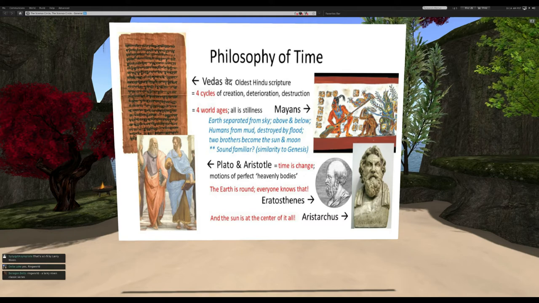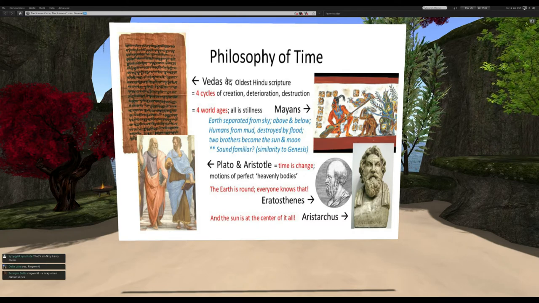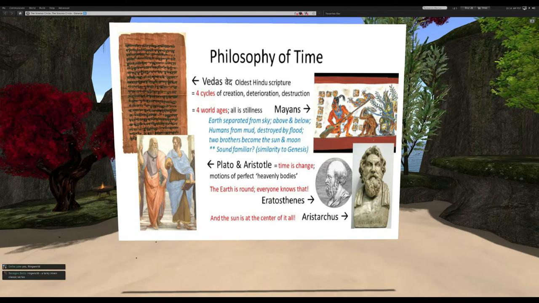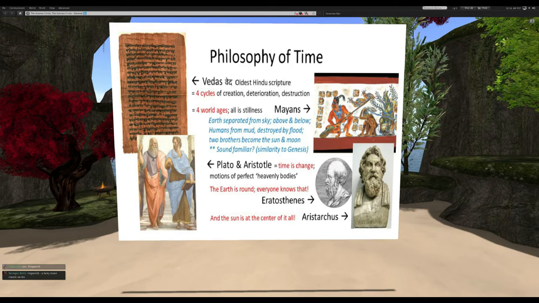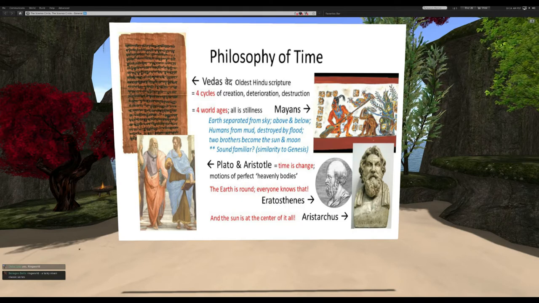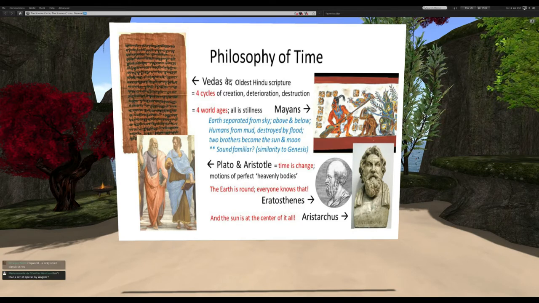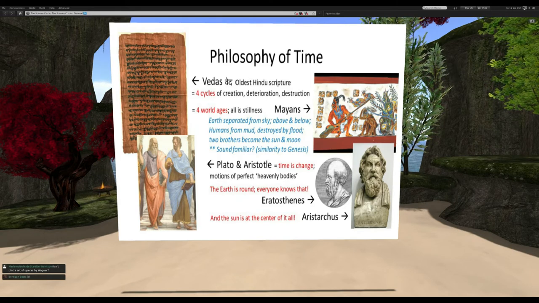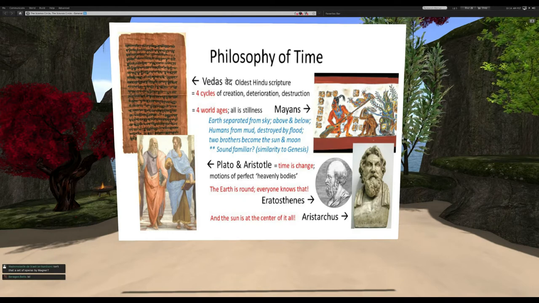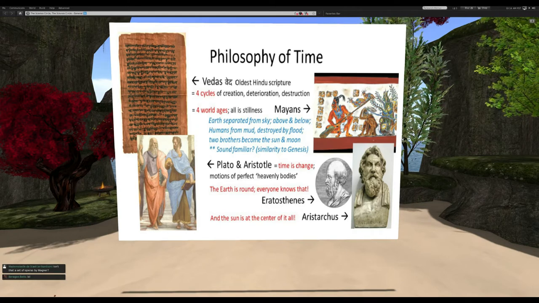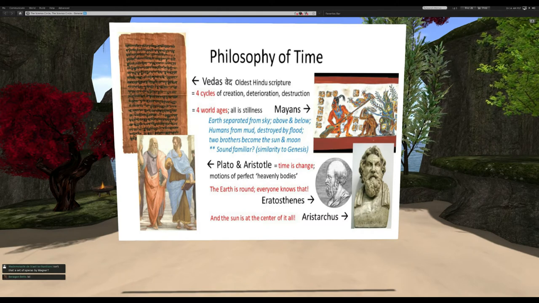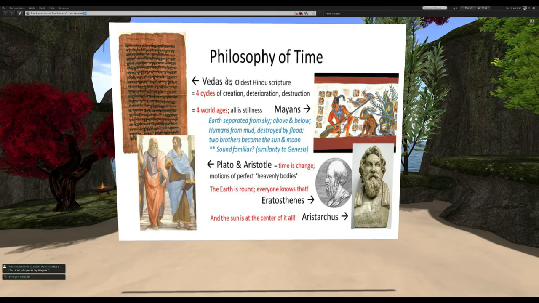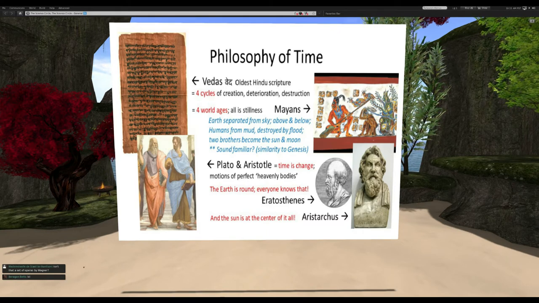When we take a look at a philosophy of time, obviously, it's gone back many years, and one of the things in common throughout cultures is this idea of cycles, of ages of the world. So, for example, you can find it in the Vedas, four cycles of creation, deterioration, and then destruction, and four world ages in the Mayan world and in other cultures.